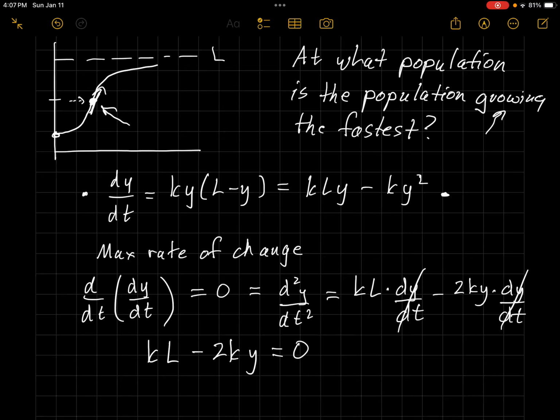K is positive, so we can ignore that as well, which gives us y equals L over 2. What does that mean? It means that the population in logistic growth is growing the fastest when it hits half of the limiting factor L.